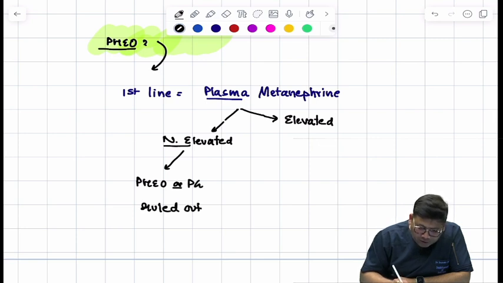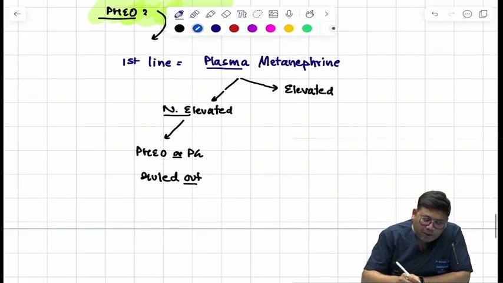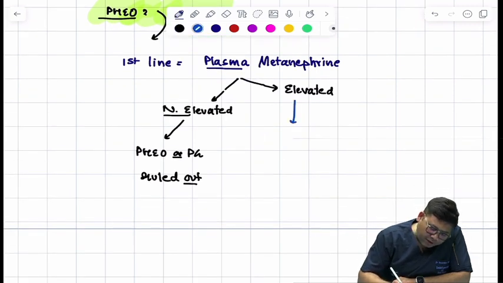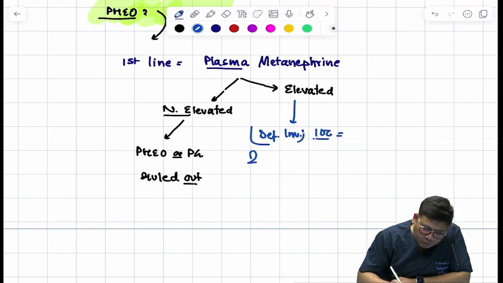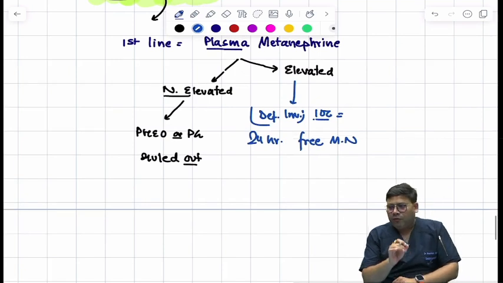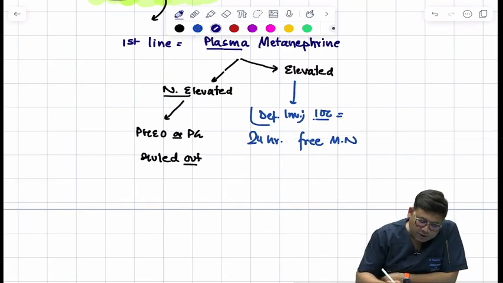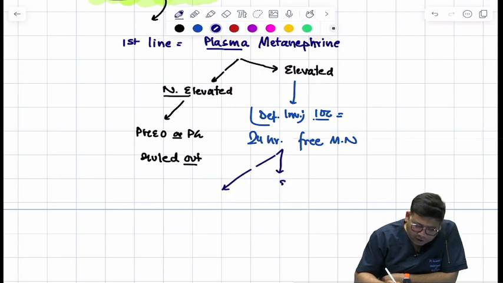Understood? Suppose if the plasma metanephrine is elevated, then you will have to go for definite investigation or investigation of choice. What is that? 24 hours free metanephrine. Keep understanding, 24 hours free metanephrine. This is what is done. Now 24 hour free metanephrine can be elevated. Children, if it is elevated, the diagnosis is confirmed.